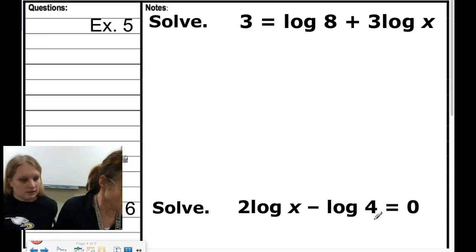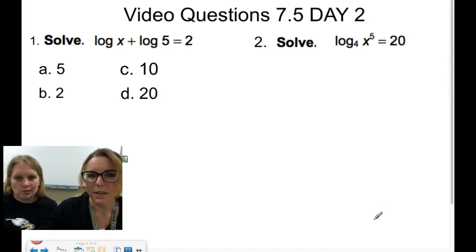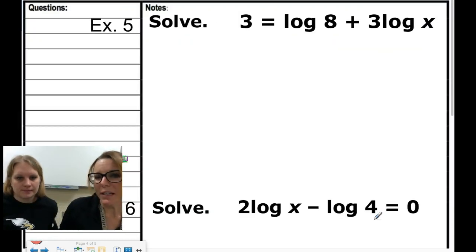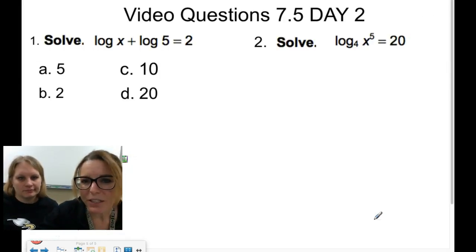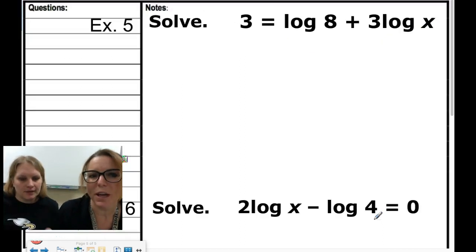Okay, so let's see what else. I'm wondering if we should save some for class, because we really haven't saved any for class yet. These are pretty straightforward. Should we save 5 and 6 for class? Sure.